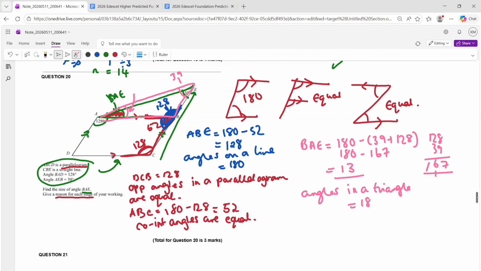equal 180 degrees. So every time I've worked out an angle, I've written down my reasons, and that is how you work out a question like this. Obviously you would have more space and you would set it out downwards rather than all over the page like I've done here, but the final answer is 13 degrees. But you wouldn't get all the marks without reasons for each stage of your working.